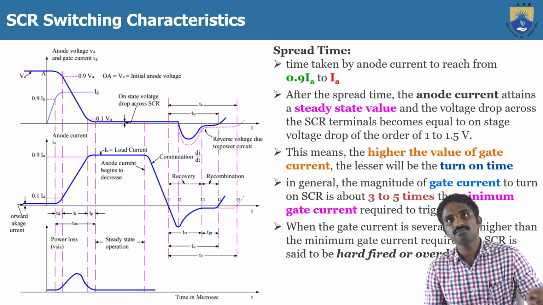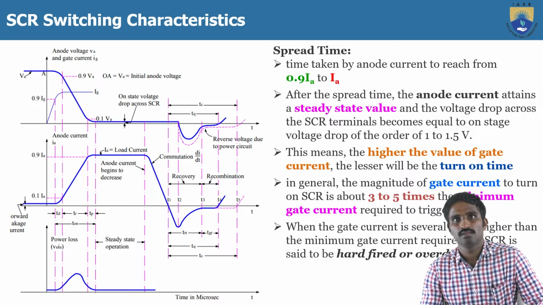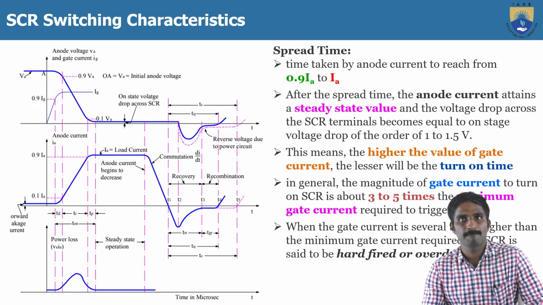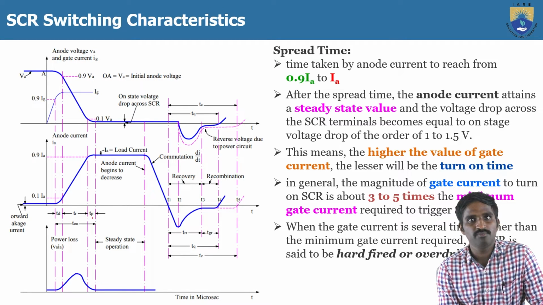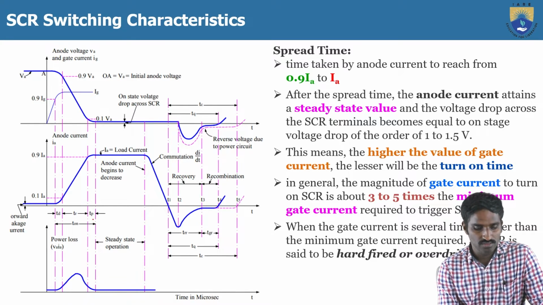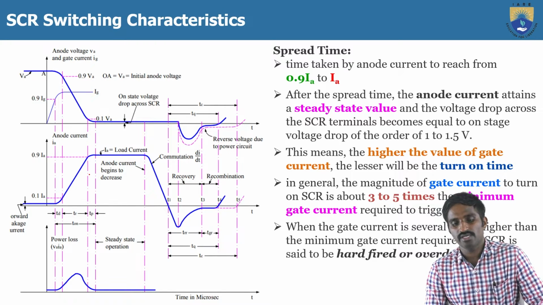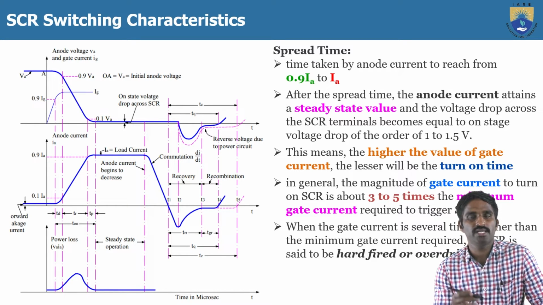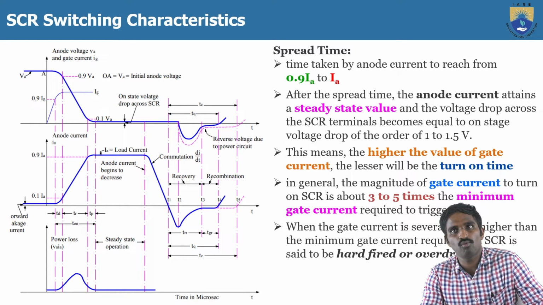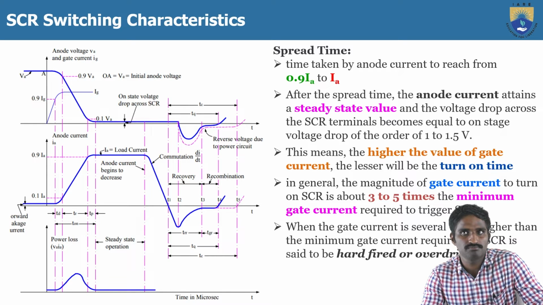Next, the spread time, which is represented by TP, or we can also call it the peak time or spread time. Here this is the TP, that is the spread time. We can also define it with respect to IA: the time taken by the anode current to reach from 0.9 IA to IA. After the spread time, the anode current attains the steady state value and the voltage drop across the SCR terminals becomes equal to the on state voltage drop.